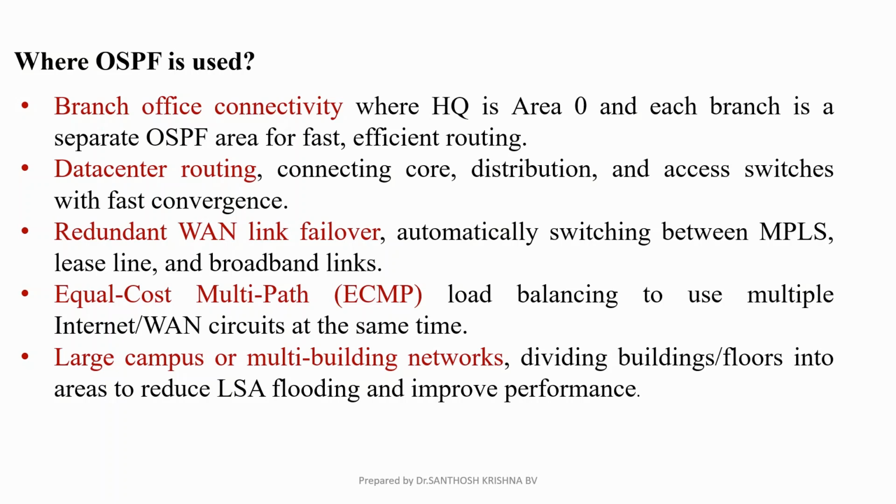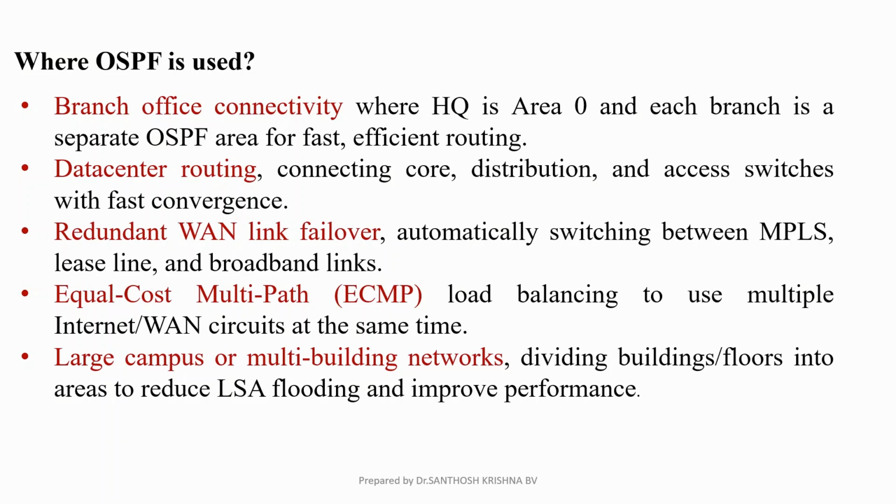And where is OSPF used? Practically, it is used in branch office connectivity, where the headquarters is area 0 and each branch is a separate OSPF area. For example, if I take a college, the college administrative office will be connected to all the other departments. So the administrative office is called area 0, whereas all the other departments are connected directly to the administrative office. So area 1, 2, 3, department 1, 2, 3 are all connected to the admin office, which is called the headquarters or area 0.